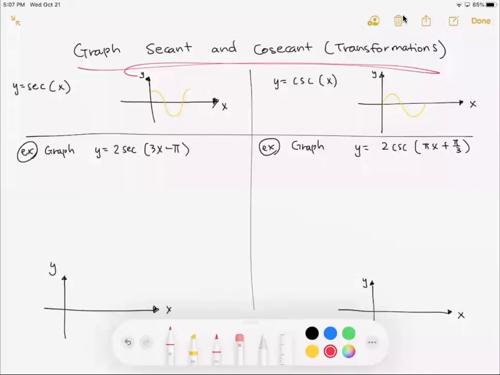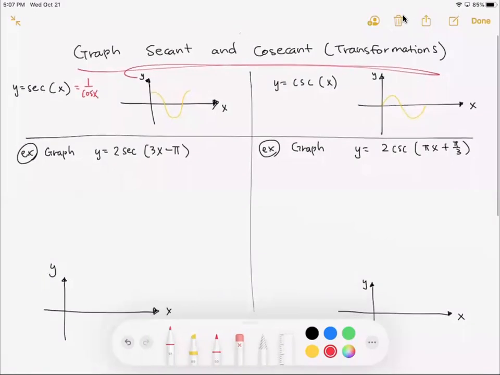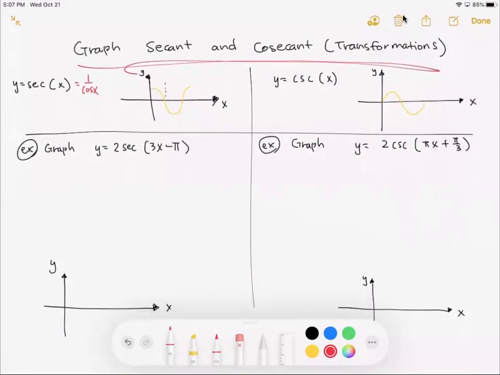In this video, we're going to go over how to graph secant and cosecant and their transformations. Since we know that secant x is equivalent to 1 over cosine x, we know that we cannot have 0 for our denominator, so we're going to put vertical asymptotes where cosine x is equal to 0. And we're going to use the max and min of cosine in order to graph secant x. Therefore, only the red part of the graph should be the graph of secant x.